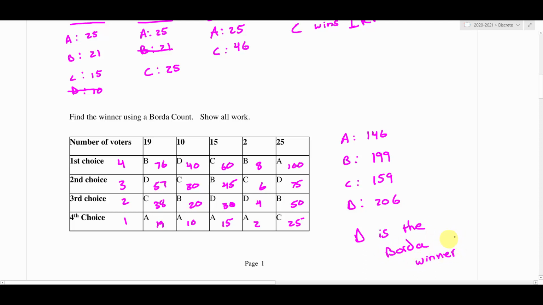Okay. And if you notice so far, we've done 3 different voting methods and we have 3 different winners, right? So A won plurality, C won IRV, and D won the Borda count. All right, so we're gonna keep going here.